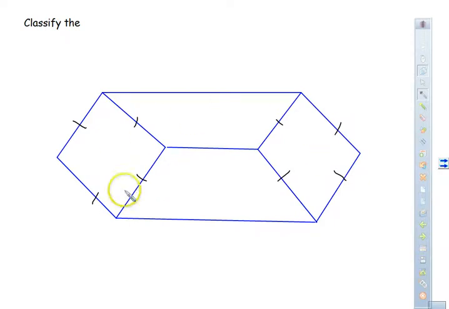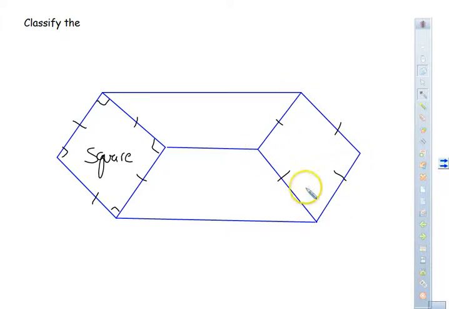Now, what are all the different shapes you can see in here? So for this one, all congruent sides, do they create right angles? And yes, I believe they do create four right angles. So we're going to call this a square.